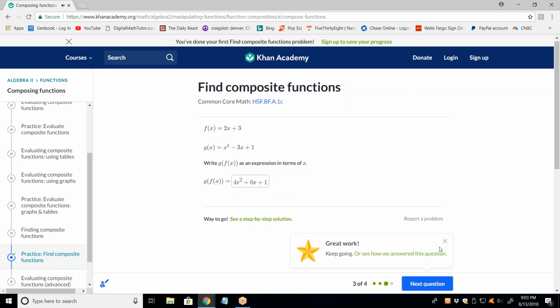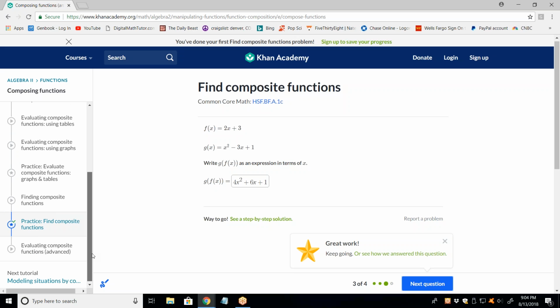All right. That's a good place to stop. In fact, I've taken you over a couple of minutes. But just kind of remember where we're at here. We're on practicing finding composite functions. So we'll pick up from there tomorrow night.